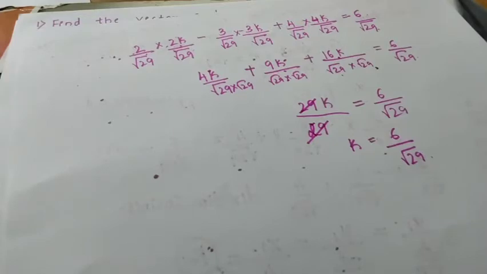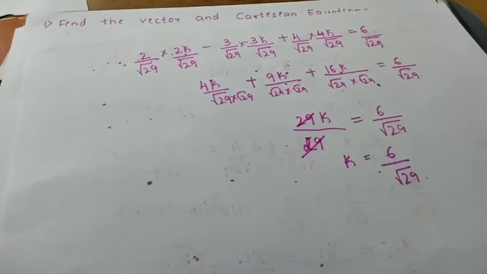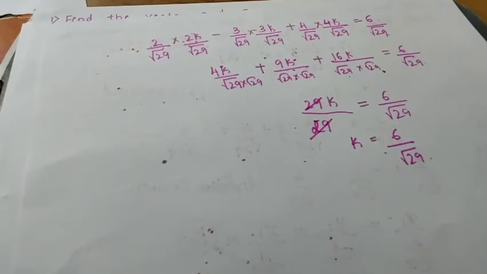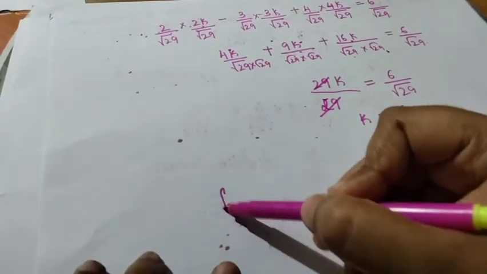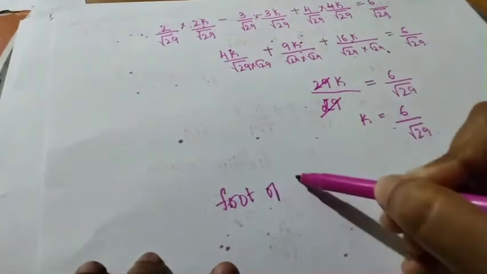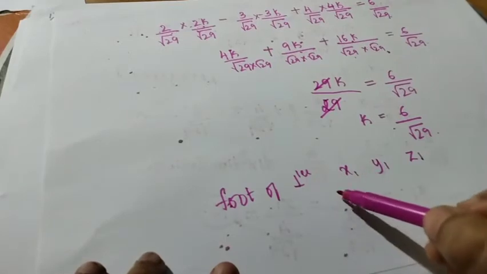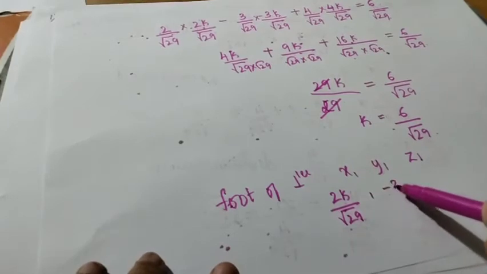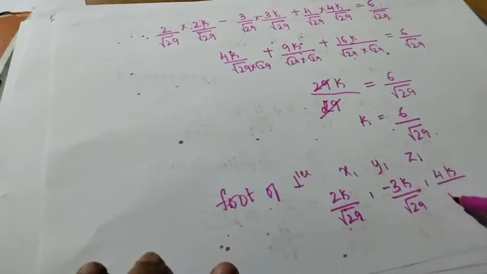Okay, so how to find the value of k? First you have to take the direction cosines, then you substitute, then you get the points. It is 6 divided by root of 29. Now I find the direction cosines. That itself is the foot of the perpendicular. So the foot of perpendicular is x1, y1, z1. The x1 value is 2k divided by root of 29, the y1 value is minus 3k divided by root of 29, and the z1 value is 4k divided by root of 29.